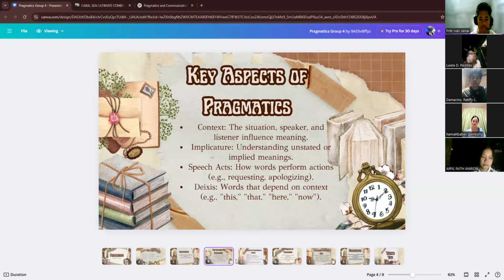Next, we have speech acts. These concepts explore how language is used to perform actions. Saying "I promise" isn't just stating something, it's performing the act of promising. Similarly, requests, commands, and apologies are all speech acts. And lastly, we have deixis. These involve phrases that rely on context for their meaning, such as here, there, now, and you. These words have shifting references depending on the speaker and the situation.